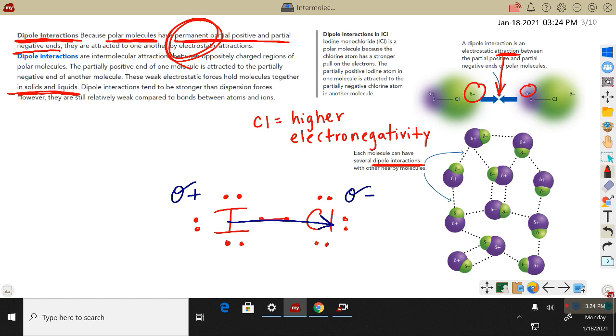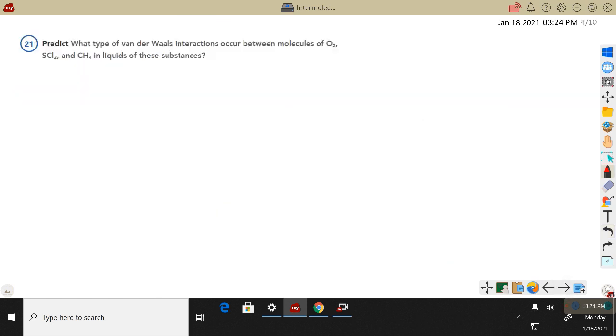So let's try question 21. Predict what type of van der Waals attractions. Van der Waals attraction is just a fancy word for intermolecular force.